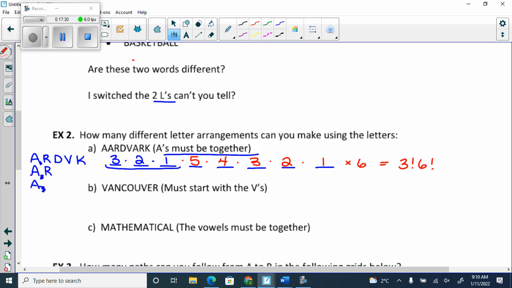So if I do that, I have literally just treated aardvark as if it's totally all different letters, which it's not. There are 2 R's and 2 A's. We agree? Yes? 3. Oh, did I say 2 and 2? Dag nabbit. There are 3 and 2. Good, I was checking to see if you were paying attention. I'm glad you were. That's awesome.